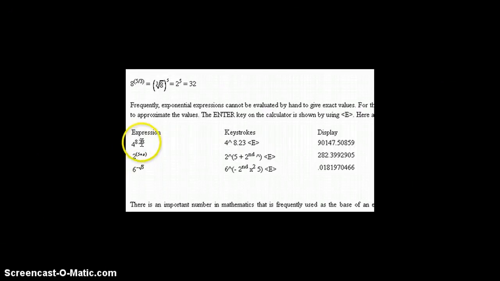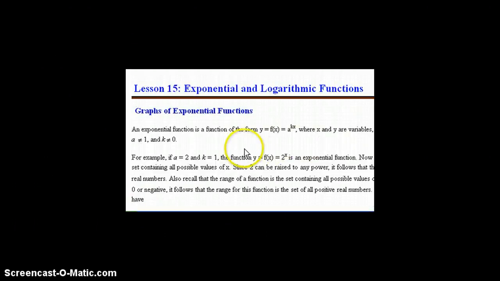Now, this particular reading describes for you the basic idea of graphing an exponential function. Like here's one, f of x is equal to 2 to the x. I will do a thorough video on that, so that may help you.